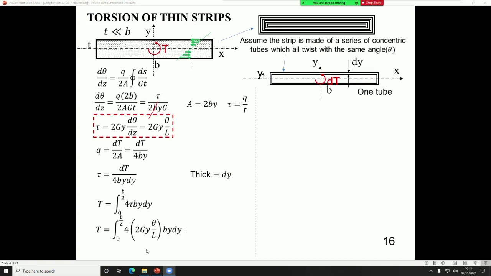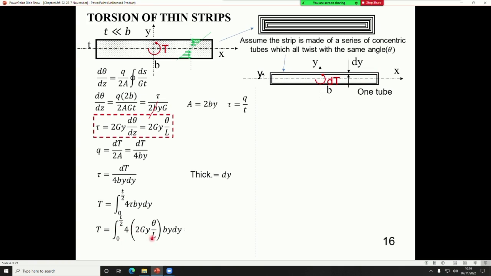I can say the torque is equal to 4 times 2Gy dθ over dz, or θ over L, multiplied by y, multiplied by dy. Now the y is changing between t over 2 and 0. We cannot say t over 2 and minus t over 2, because this is not an element just on the upper surface of the section. It's at both sides. Therefore, the thickness changes between 0 and t over 2.